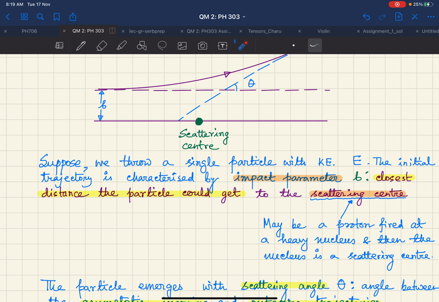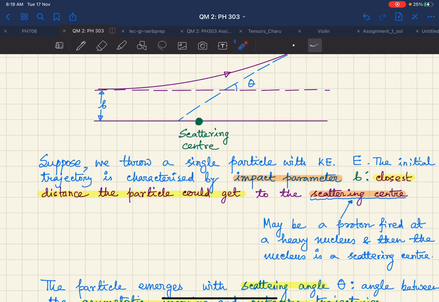I have also used this term scattering center. As I said, it can be a proton fired at a heavy nucleus, and then the nucleus is the scattering center. So whatever is fixed, static, and having a very heavy mass such that it does not move under the influence of the other particle, that object is generally termed as the scattering center.